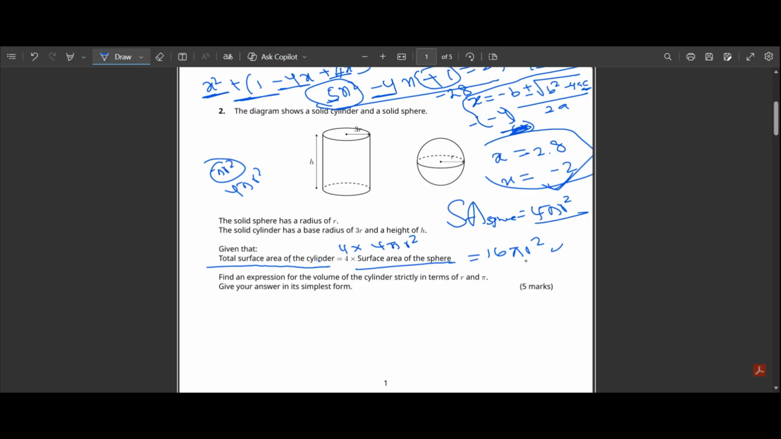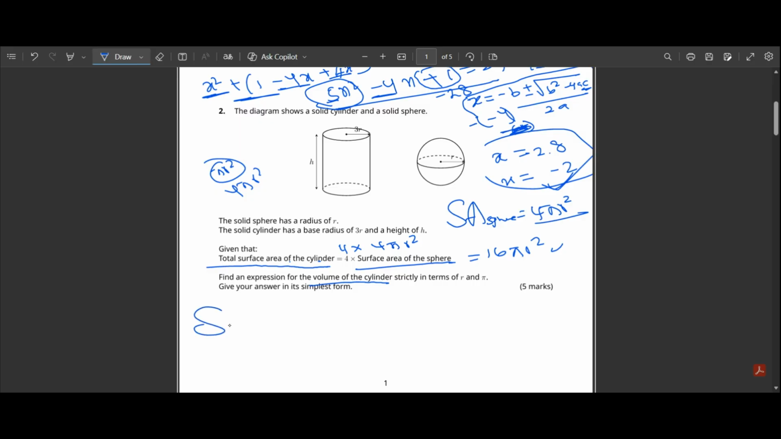Next, find an expression for the volume of the cylinder strictly in terms of r and pi. So here what they are saying is we have to find an expression for the volume of the cylinder. Okay, we'll see.